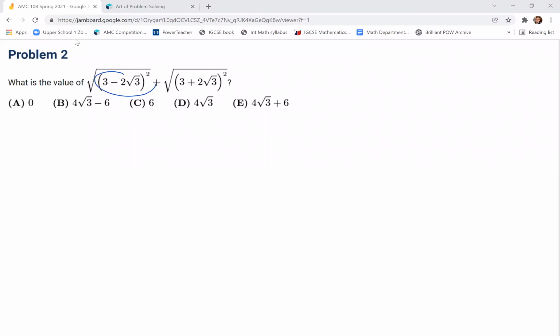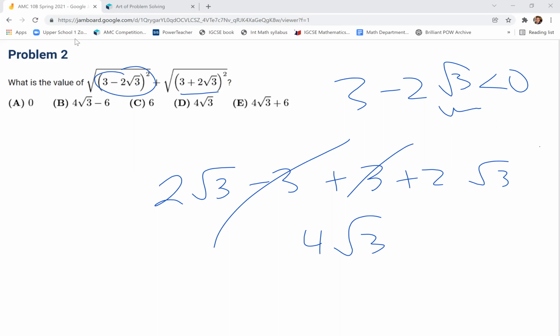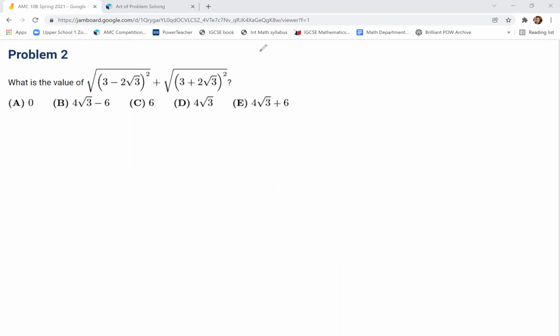which means that 3 minus 2 root 3 is negative, right? Because 2 root 3 is larger than 3. So when we take the absolute value, it's going to be the negative of that. So it's actually going to become 2 square root 3 minus 3. But 3 plus 2 root 3 is obviously positive, so that's just going to stay the same. So now when we add these together, minus 3 and positive 3 cancel out. 2 root 3 plus 2 root 3 is 4 root 3. So the answer is D, 4 root 3. So just a little trick of knowing square root squared is the absolute value, right?